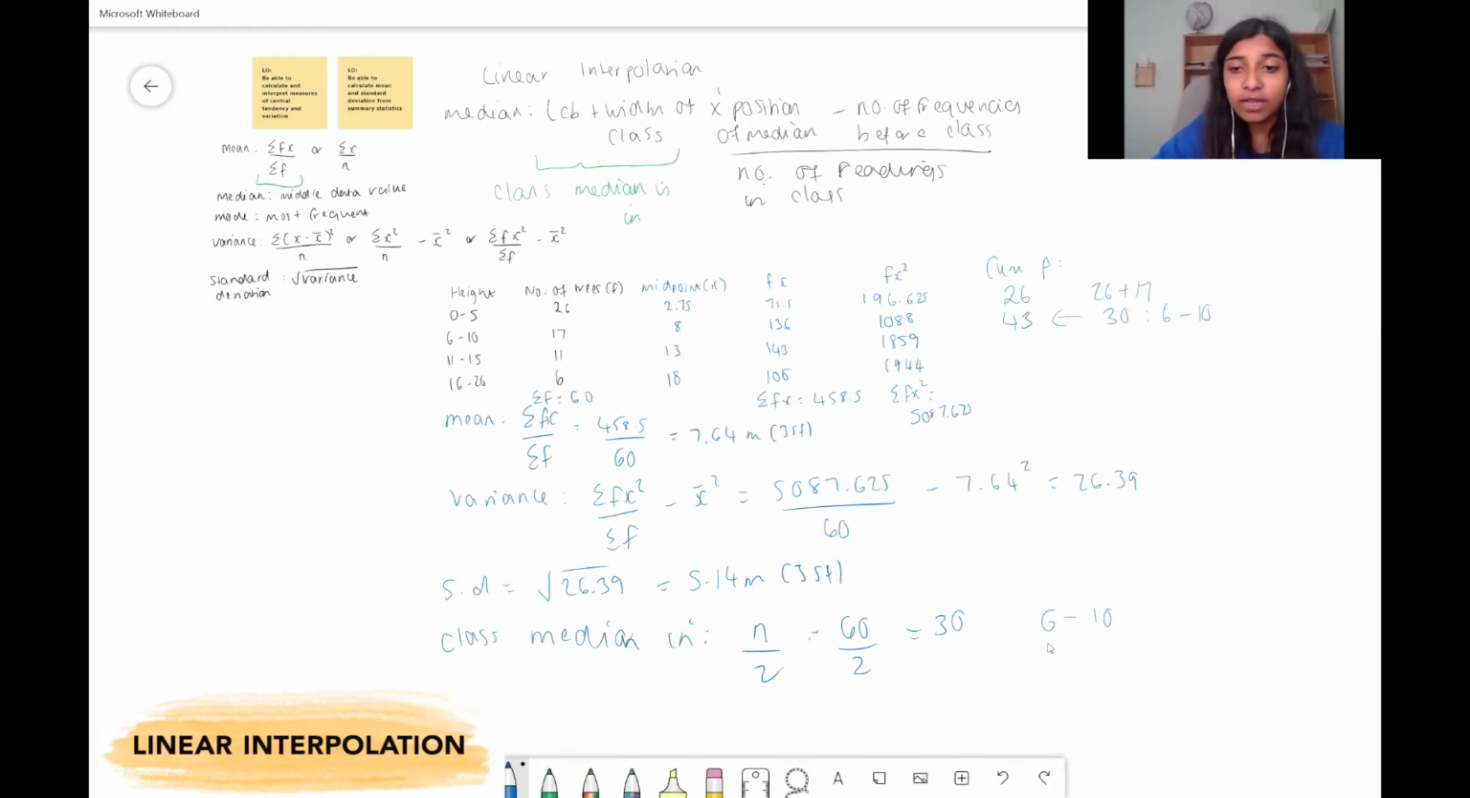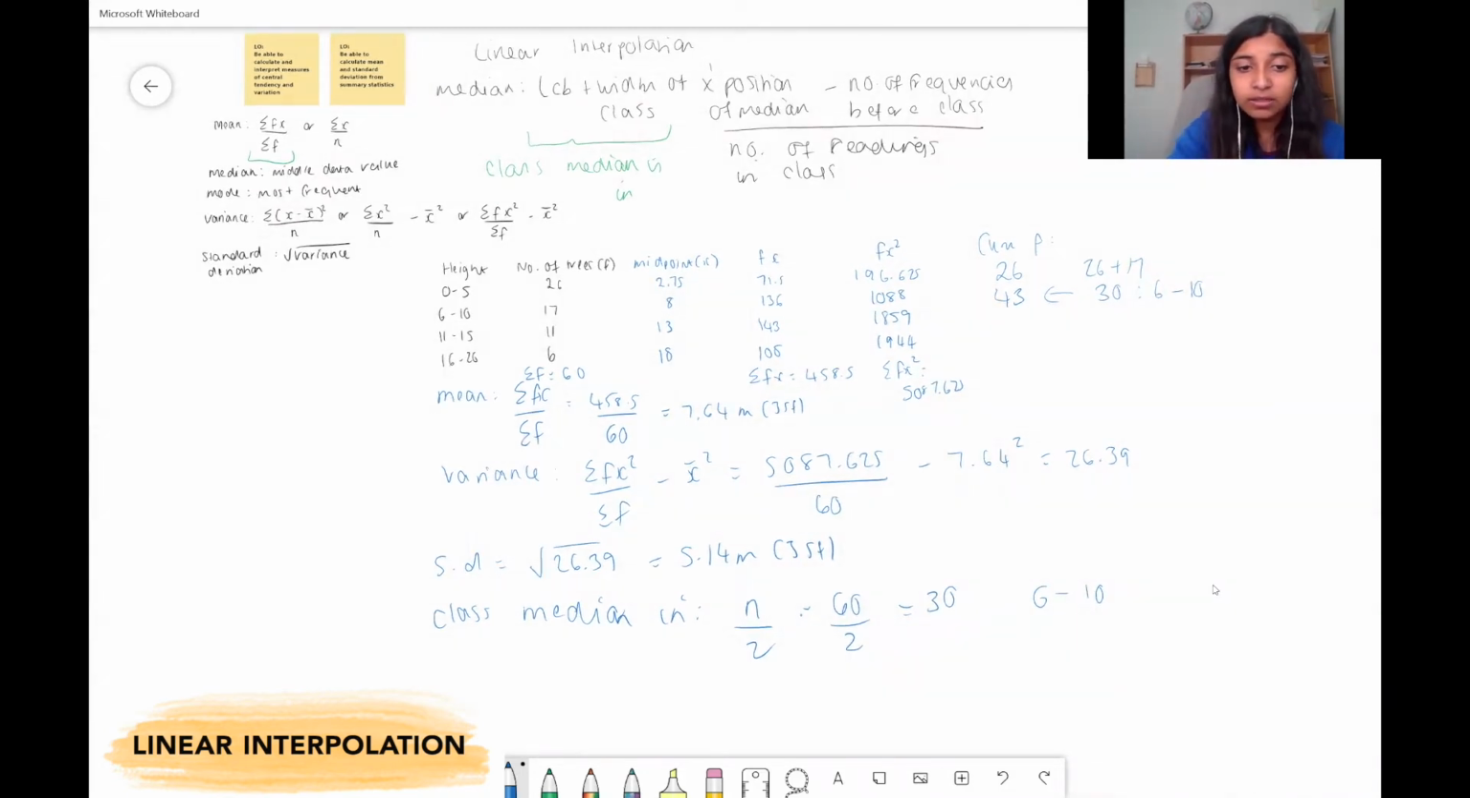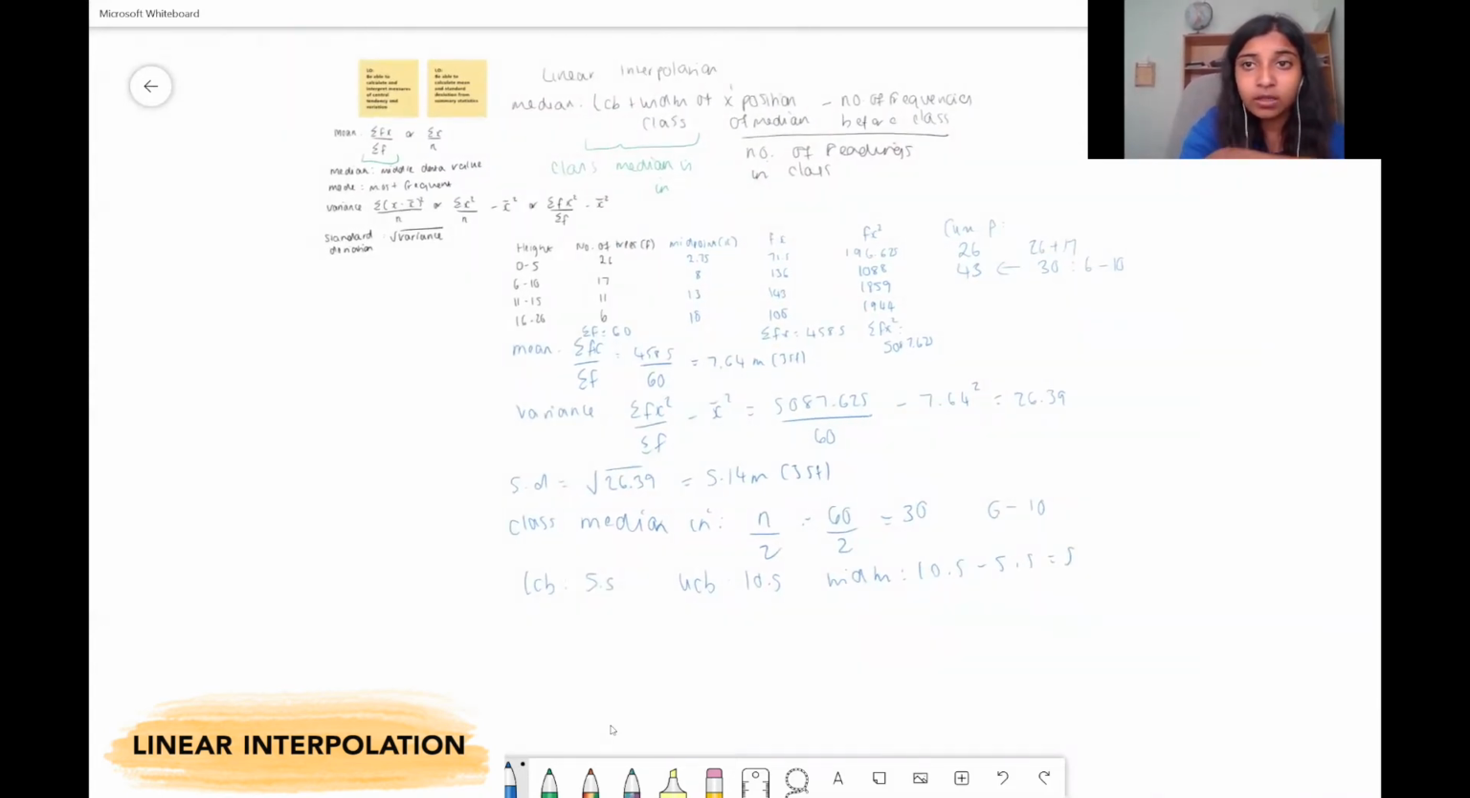So now we want to find our lower class boundary of that class. The LCB of our interval 6 to 10 would just be 5.5, because the upper limit of the class before was 5. And then for the width of the class, our upper class boundary would just be 10.5. So our width would just be 10.5 minus 5.5, which is just 5. So now we can just fill in our values here.